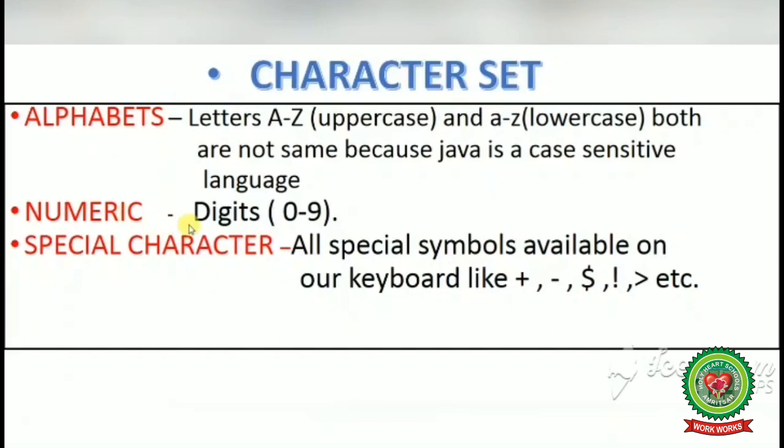Number 2 is numeric. Numeric means digits 0 to 9. Any combination of 0 to 9 numbers, like 80, 100, that may be positive or negative, comes in the numeric category of character set. Number 3 is special characters. All the special symbols available on our keyboard like plus, minus, dollar, exclamation, greater than sign, less than sign, ampersand sign, brackets, etc. all come in the category of special characters.